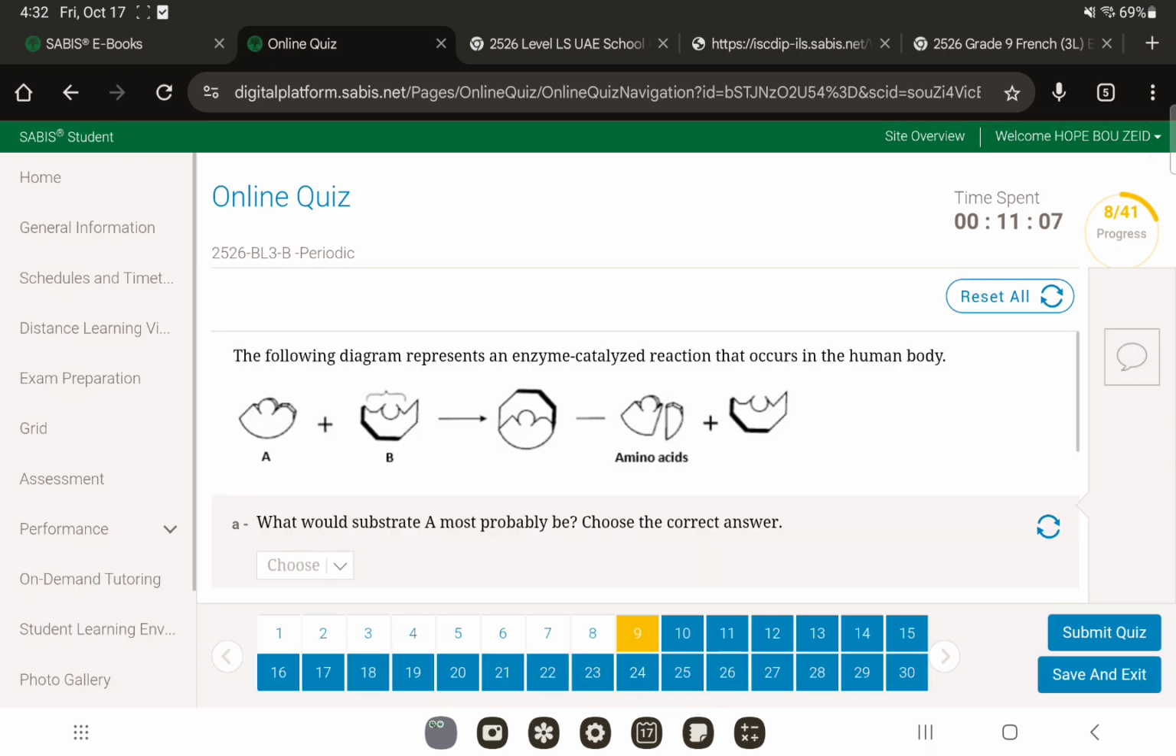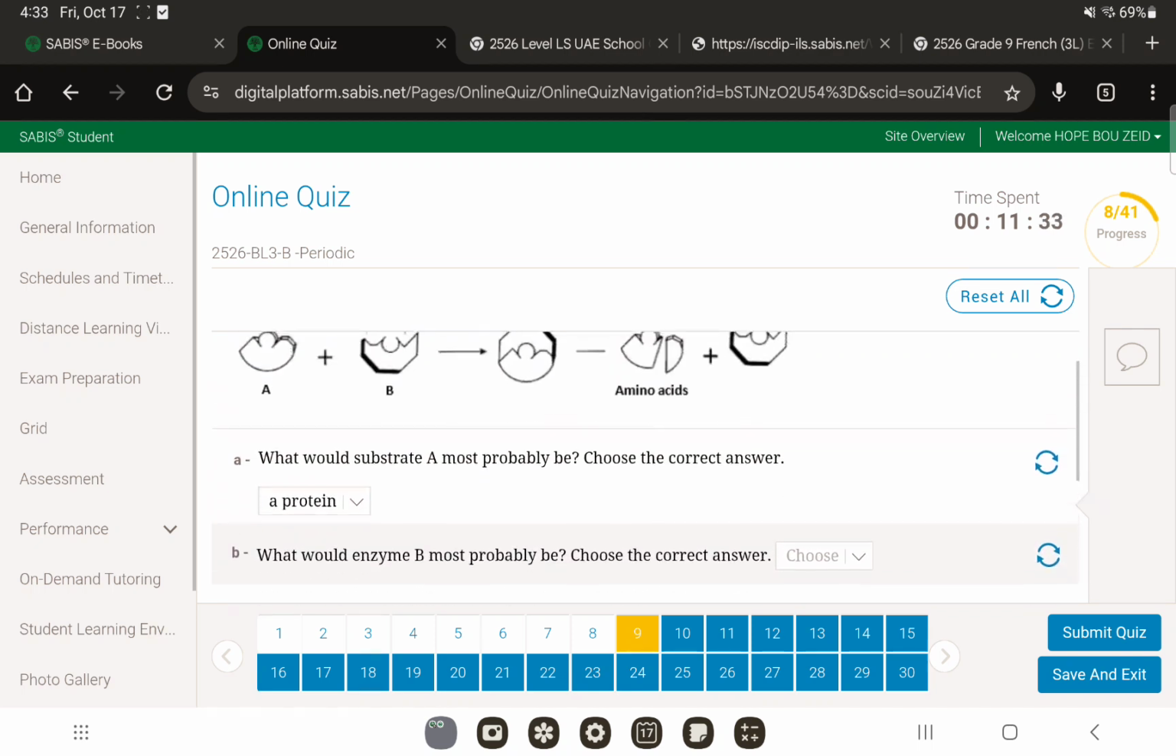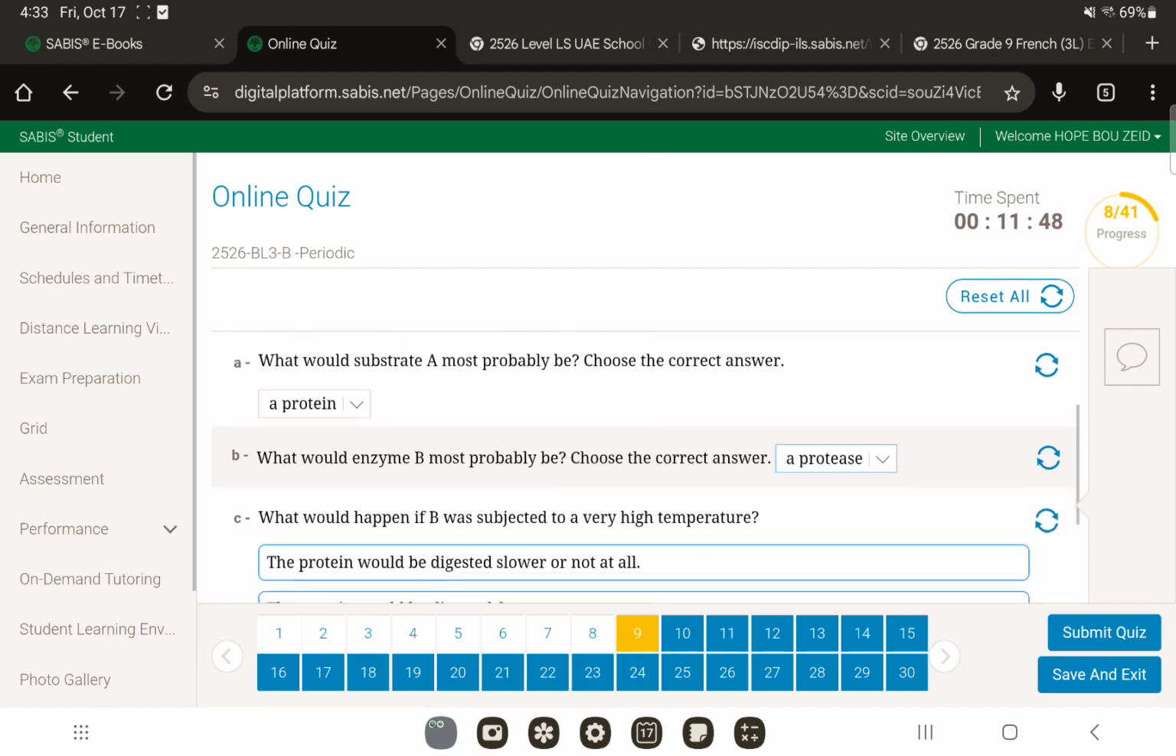The following diagram represents an enzyme catalyzed reaction that occurs in the human body. What would substrate A most probably be? Considering the fact that it produces amino acids, substrate A would be protein, because protein breaks down into amino acids. What would enzyme B most probably be? Protease, because, like I said before, protease breaks down protein into amino acids. Lipase breaks down lipids into glycerol and fatty acids, and so on. There are many examples.